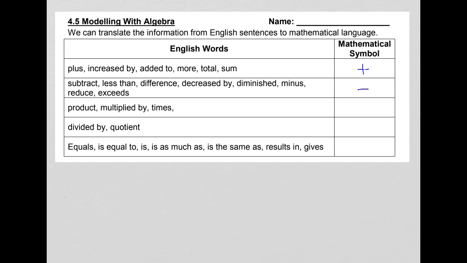And when you see product or multiply by or times, this is multiplication. And divided by or quotient, that means division. And if you see equals, is equal to, is the same as, resultant or gives, those ones are called the equal sign.